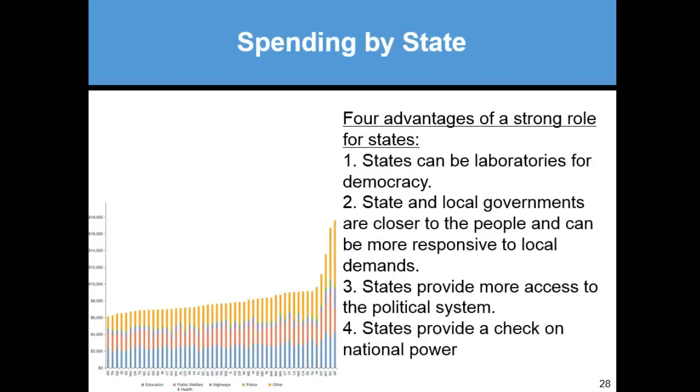So what are the advantages of a strong state role in federalism? First, the states can act, this is right out of the Republican playbook here, as laboratories for democracy. Secondly, state and local governments are closer to the people and can be more responsive to local demands. Third, states provide more access to the political system. And fourth, states provide a check on national power.